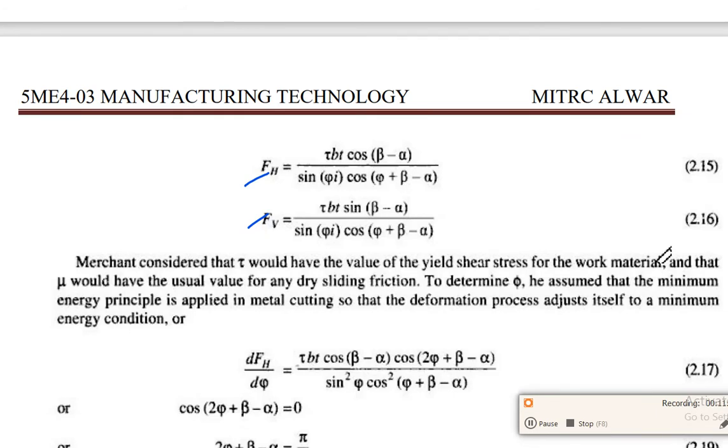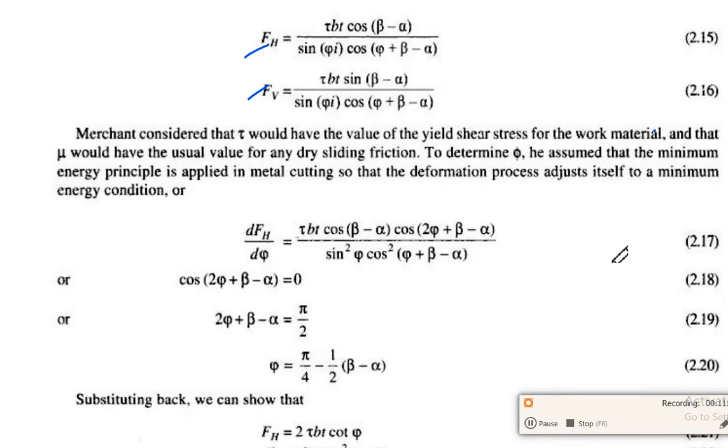This is the cutting force, and the vertical forces. Now, if we are considering the Merchant model, that tau would have the value of the yield stress for the work material, and that mu would have the usual value of any dry sliding friction. So we have to determine the value of phi.